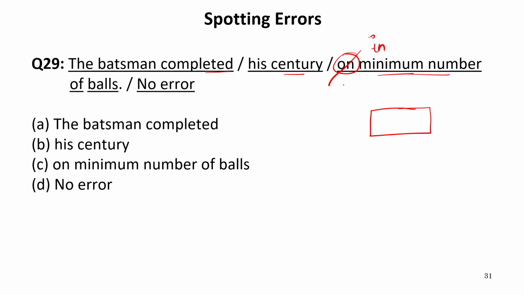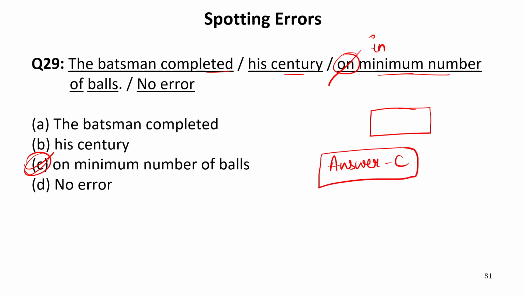On is used when something is above something and in contact with each other. We use on, for example, the cat is sitting on the table. But in is used when something is within the boundaries or in the limits. Therefore, it should be C. So our answer is C.